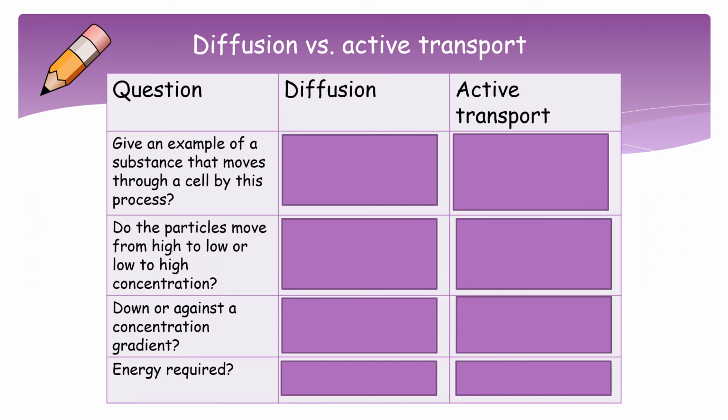So for this table here, you need to try and answer it. So pause the video and try to answer it on your own. So you want to give an example of a substance that moves through a cell by this process. You want to say do the particles move from a high concentration to a low concentration or a low concentration to a high concentration, and is it down or against the concentration gradient, and is energy required? So you want to do that for diffusion and you want to do it for active transport. So if you pause the video now instead of me just telling you the answers.